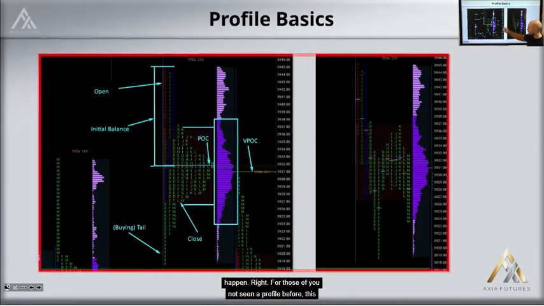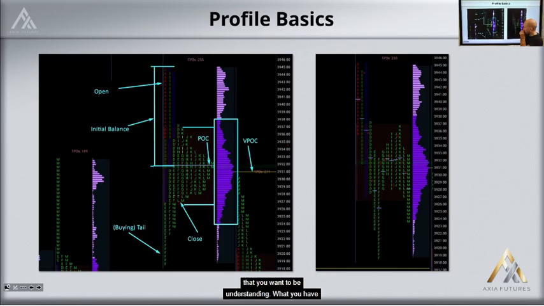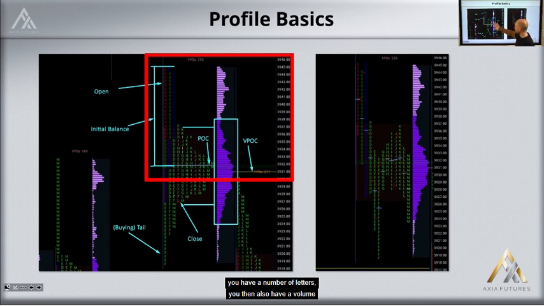Right, for those of you who've not seen a profile before, this is what it shows you. So I'll run you through a few of the basic things that we're going to be talking about, basic things that you want to be understanding. What you have when you set up a profile is you have letters, otherwise known as TPOs, time price opportunities. That's a textbook way of calling it, you know, letters, TPOs, whatever you want to call them. So you have a number of letters. You then also have a volume profile as well, which shows you the volume traded at every single price within that day or within that range.